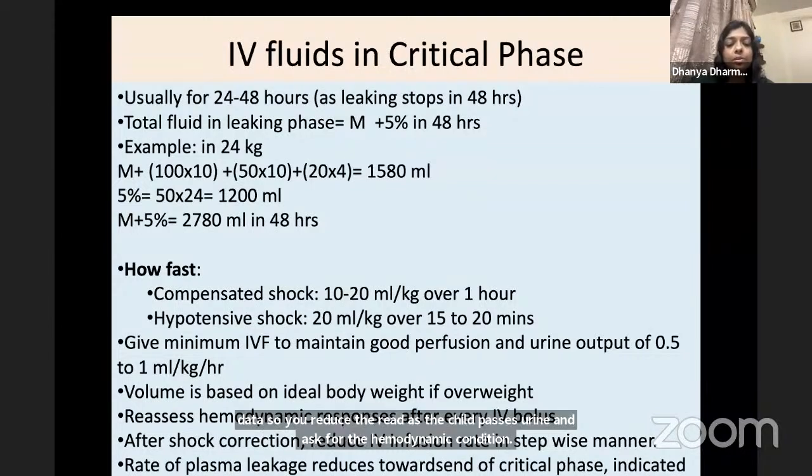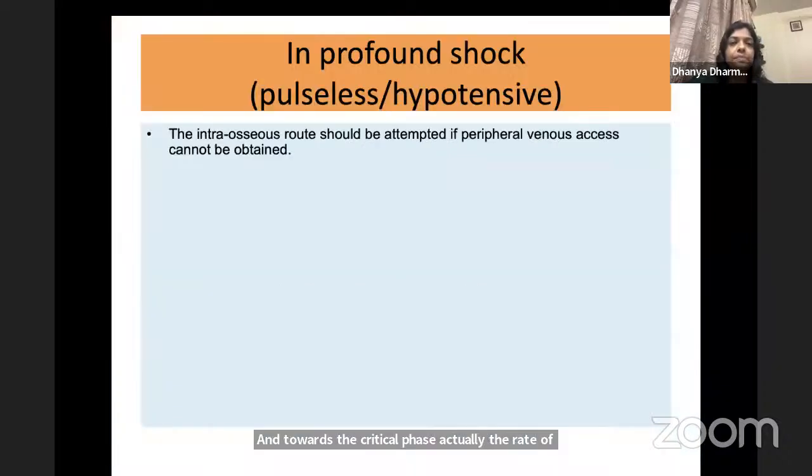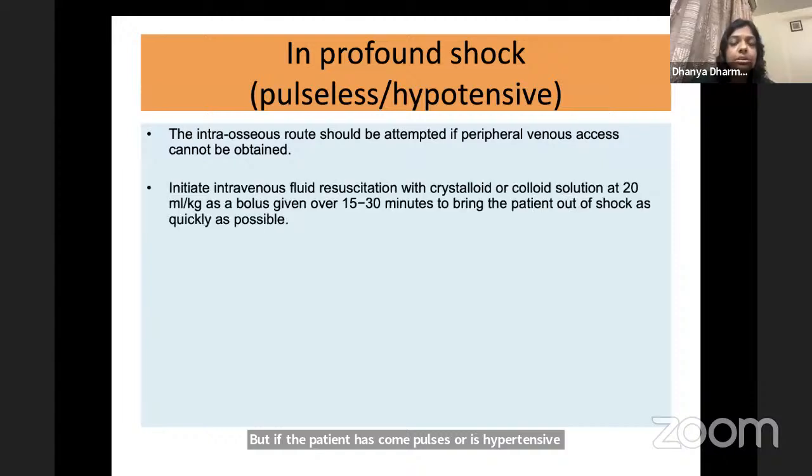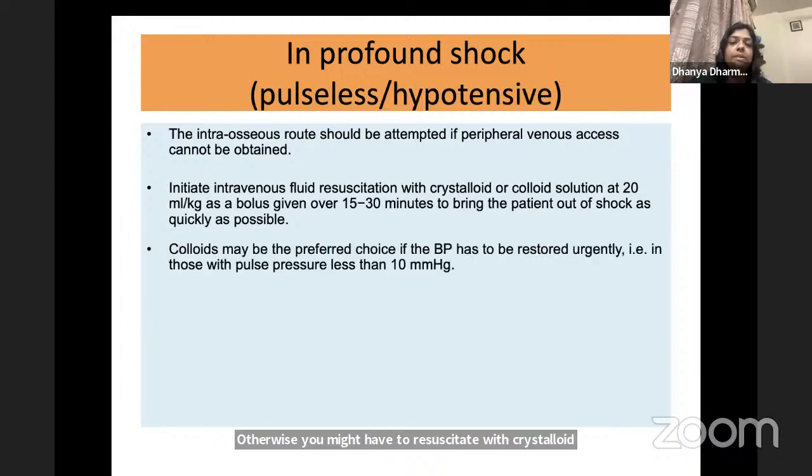Towards the end of the critical phase, the rate of plasma leakage reduces, and therefore you would require less and less fluid. But if the patient has come pulseless or is hypotensive, you might even need to access through the intraosseous route, and it is preferable to use colloid if available. Otherwise, you might have to resuscitate with crystalloid at 20 ml per kg over 15 to 30 minutes.